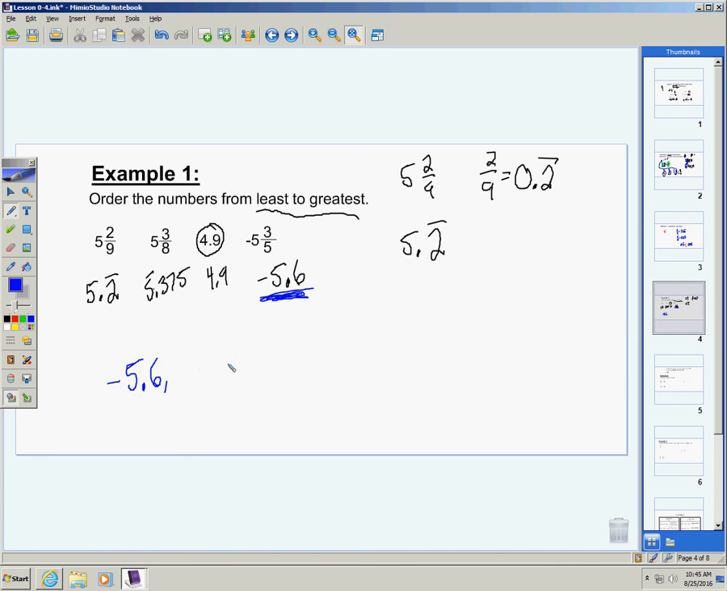Now we look at which one of these is the smallest of my positive numbers. Now you can use the 4.9. Then, which is smaller, 5.2 or 5.375? 5s are the same, so we look at our tenths place. 2 is smaller than 3, so 5.2 repeating is smaller. And then my biggest number is 5.375. And all we did, we converted them all to decimals, compared them, and ordered them from least to greatest.